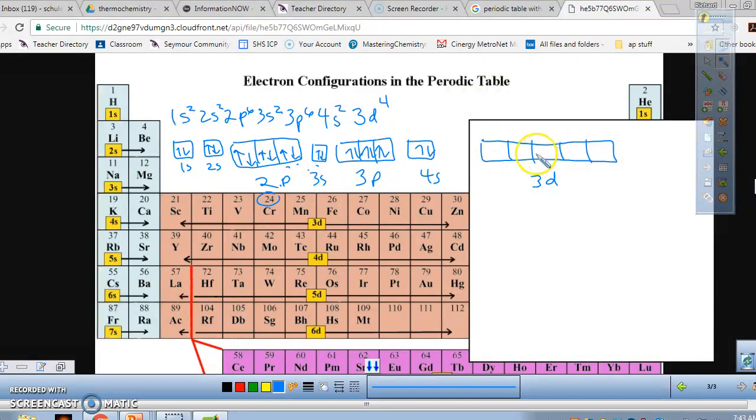Now when I come over here to the d's, we're going to follow that same rule for Hund's. This would be wrong. That's not good.